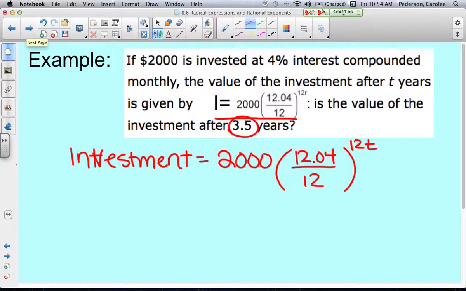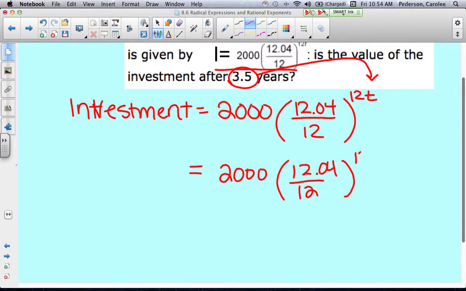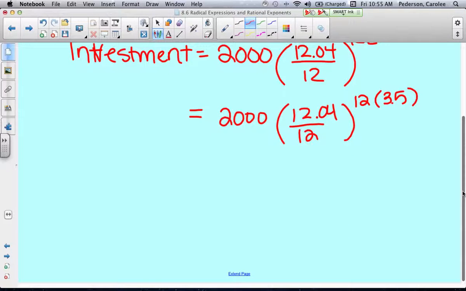So the only thing we have to take from this is just enter in 3.5 for the time. So we take 2,000 times 1 plus 0.04 divided by 12, and then we put in 3.5 for t. Now you have to remember your rules of orders of operations. We always do our exponents first. So we want to multiply 12 times 3.5. So everything else will stay as it is, that fraction, the 2,000. And then when you multiply 12 times 3.5, you get 42.